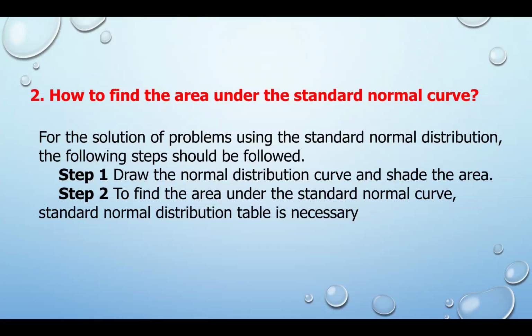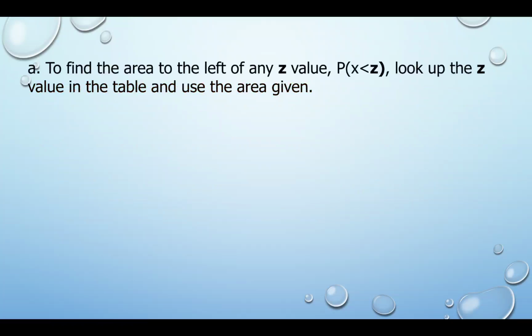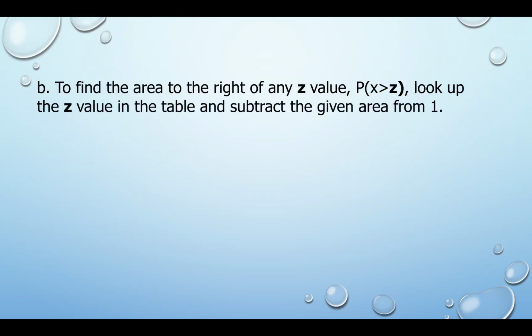And find the area under the standard normal curve or standard normal distribution table. The standard normal distribution table or the z table is necessary. So for example, we have 3 rules, okay? Kapag pinapahanap sa iyo ay left of any z value, meaning to say less than, nakalagay dyan, less than any z-score, you just have to look up the value in the table and use the area given. Kasi yun nga yung sinasabi natin sa table, no? Binibigay lang niya yung mga left side.